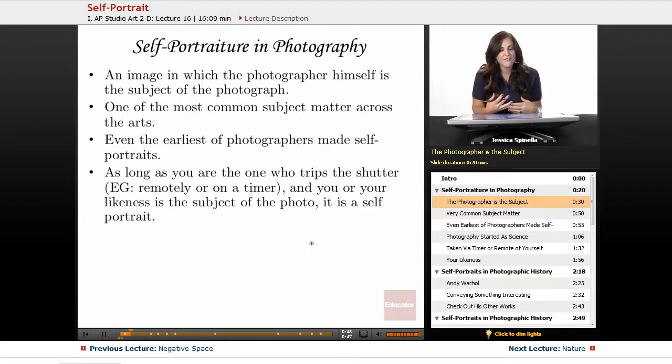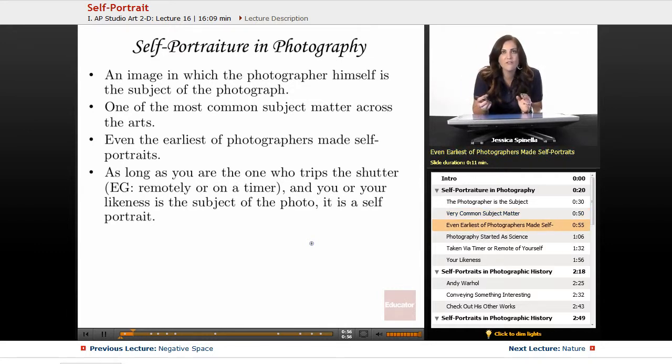So it's an image where the photographer is the subject, but it's one of the most common subject matters across the arts. In fact, painters, the earliest artists, have been making self-portraits forever. It's one of the most common types of art that has been made. In photography, even the earliest photographers were making self-portraits, and photography really started out more as a science than it did as an art form. So it's interesting that even those early scientists were still making self-portraits as their subject, which is kind of cool if you think about it, because you're readily available. You don't have to worry about having a model or having to use anybody else in your photography. I think it's probably just because they were the most accessible subject matter that they could do for portraits.